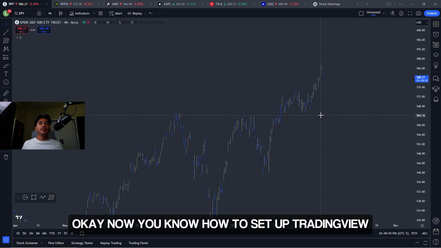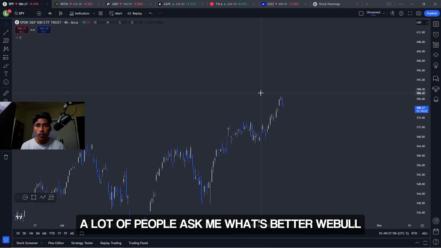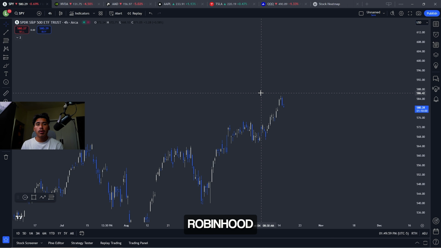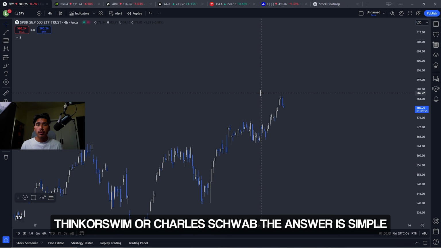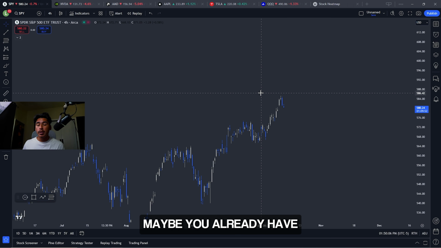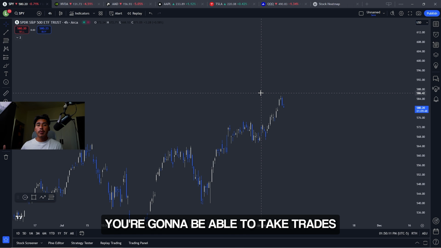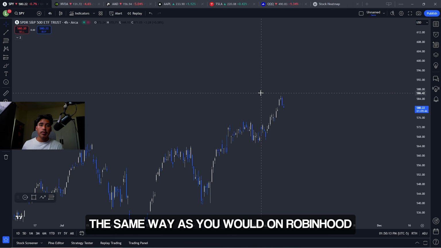Okay, now you know how to set up TradingView. Now I want to get into what the best broker is. A lot of people ask me what's better, Webull, Robinhood, Thinkorswim, or Charles Schwab. The answer is simple. It's really just all personal preference. Maybe you already have a bank account with Charles Schwab. It's a lot easier to open up Thinkorswim. You're going to be able to take trades the same way as you would on Robinhood or Webull.